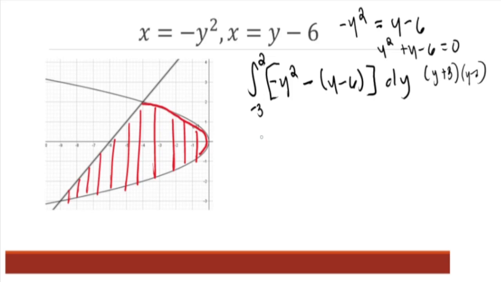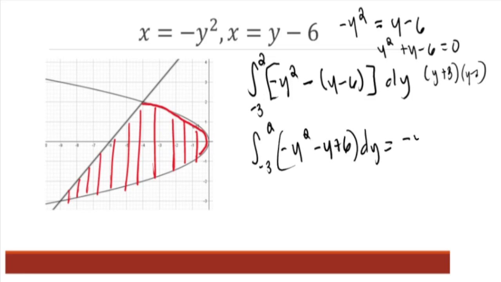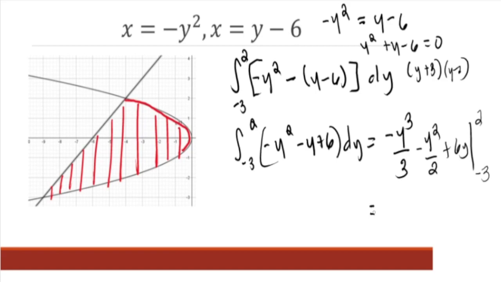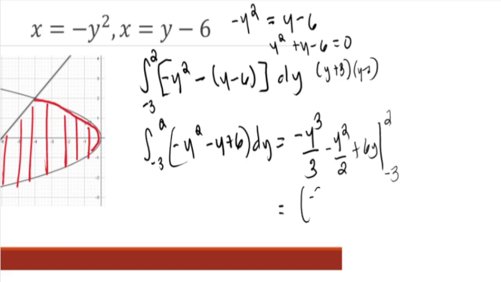I solve this definite integral. This one is negative y squared minus y plus 6 dy, negative y cubed over 3 minus y squared over 2 plus 6y from negative 3 to 2. Apply FTC2 to get negative 8 thirds minus 2 plus 12 minus 9 minus 9 halves minus 18.